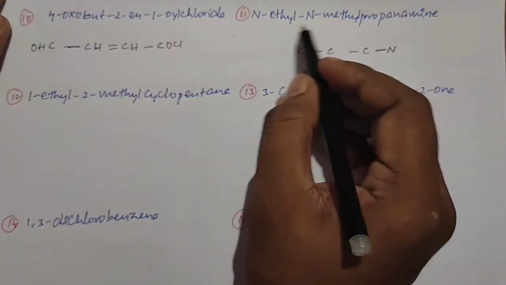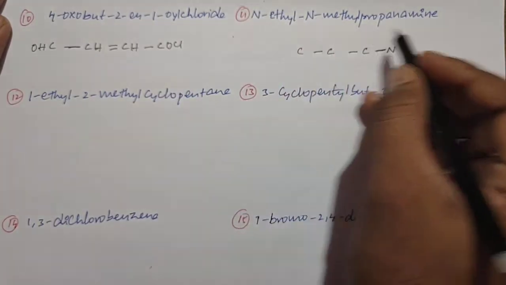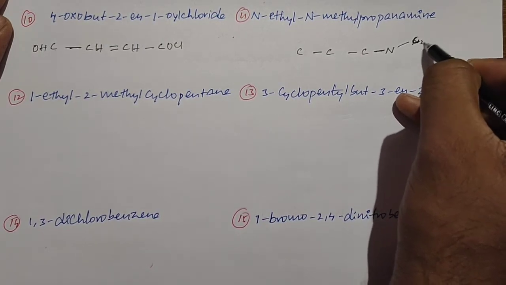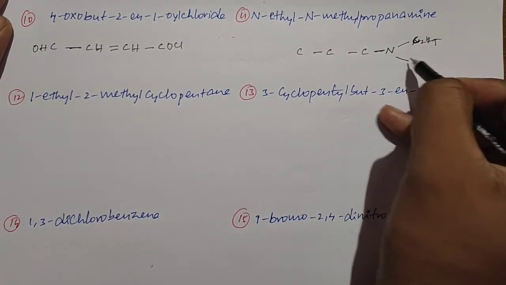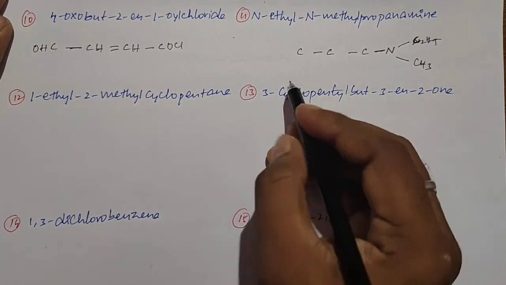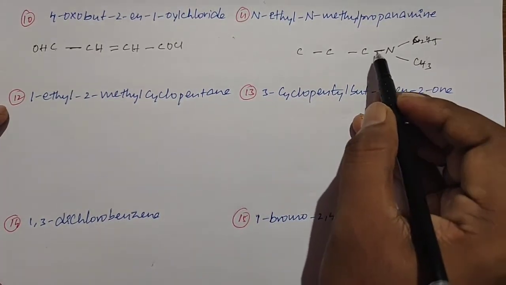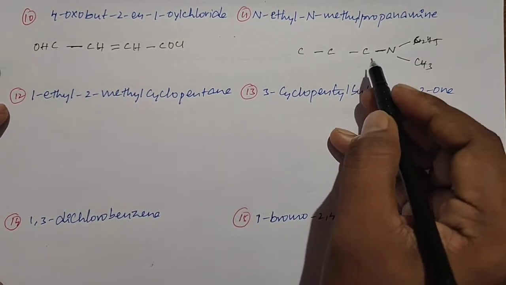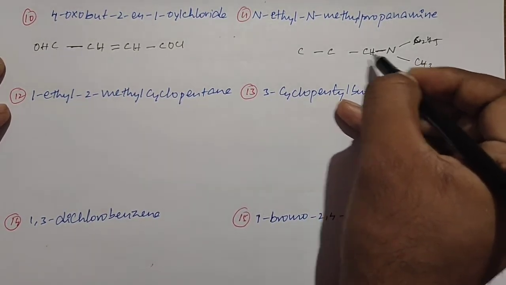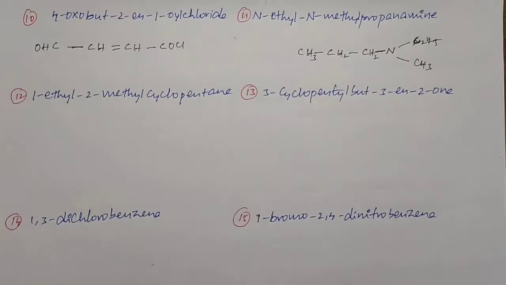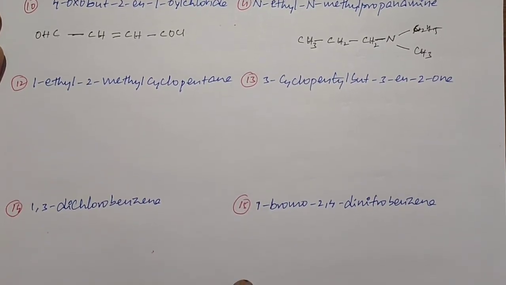Then we have two substituents, N-ethyl and N-methyl. So at nitrogen we have one ethyl group and one methyl group. We need to fill the remaining valence with hydrogens. The 3 valences of nitrogen are filled, and the valence of carbon is 4. Here 2 hydrogens are required, here 2 hydrogens, here 3 hydrogens. So the name of this structure is N-ethyl N-methyl propanamine. Now we go for the next example.